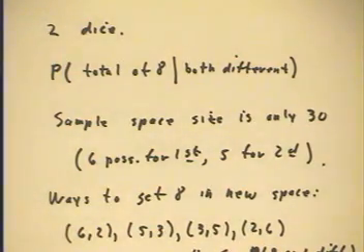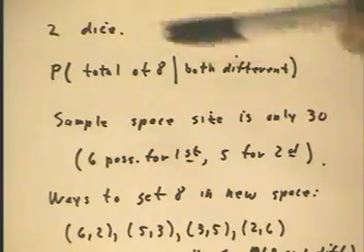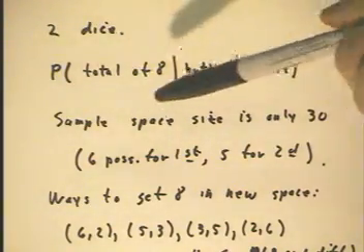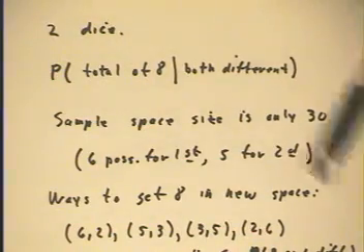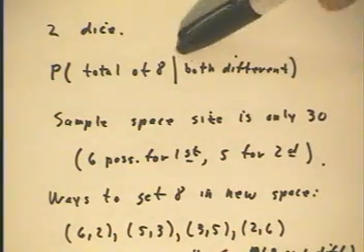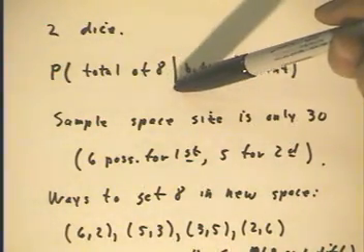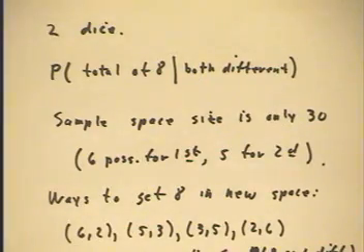Now we're going to look at conditional probabilities. We've got 2 dice. We want to know the probability of getting a total of 8 on the 2 dice, given that both dice are different. That is, you don't get the same number in both dice. Now that means you're not going to get the 8 by getting a 4 and a 4.